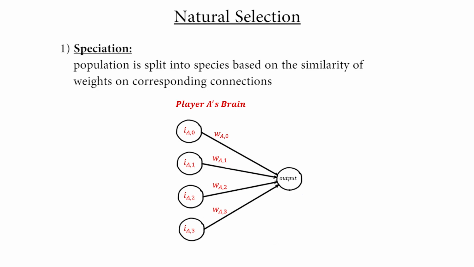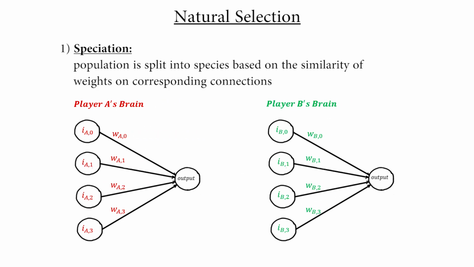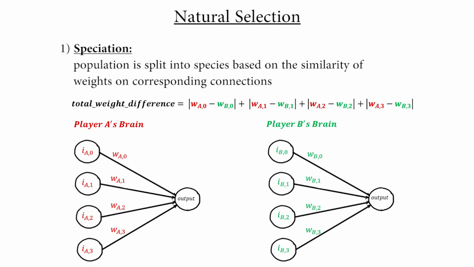To compare how similar these weights are between 2 different players, we can calculate the absolute difference between the corresponding weights of the brains of the 2 players and then sum it up. And that value is going to be called the total weight difference. And you can also see here from the formula in the middle how it is calculated. The smaller this number turns out to be, the higher the similarity between the 2 brains. And if this value turns out to be 0, that means the 2 brains that we are comparing are identical.